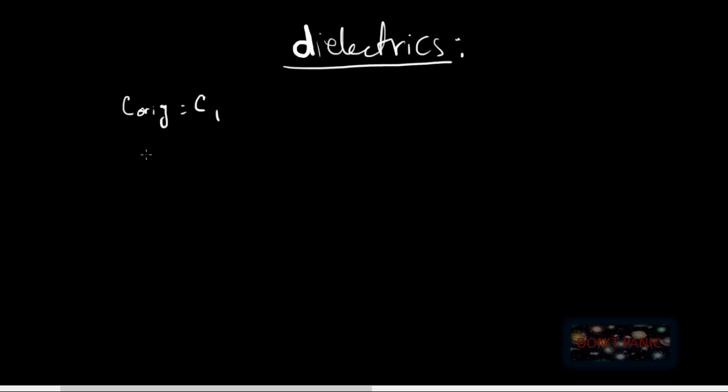Okay, so we discussed capacitors and circuits. Now let's discuss a little bit about dielectrics. Dielectrics are insulating materials that you can insert into a capacitor, and what it does is it increases the capacitance. So if your original capacitance is C1, then after you insert the dielectric, it becomes kappa times C1, where kappa is the dielectric constant and C1 was the original capacitance.